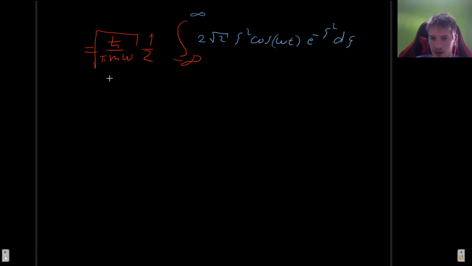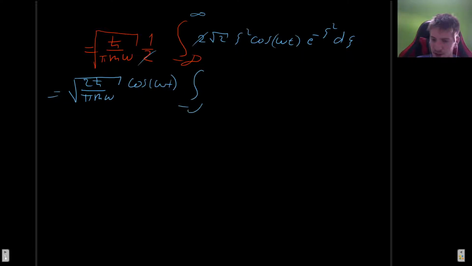Okay, so now we can just pull more of these constants outside. This 2 will cancel out this. So we get square root of 2 h bar divided by pi m omega. And the cosine can also go outside because it does not depend on psi. So we are left with the integral from minus infinity to infinity of psi squared e to the minus psi squared d psi.